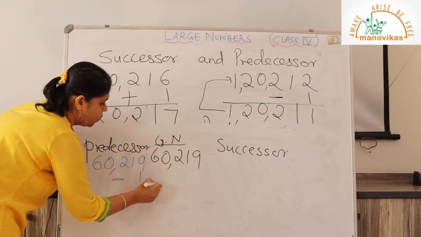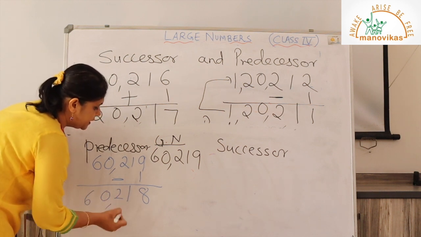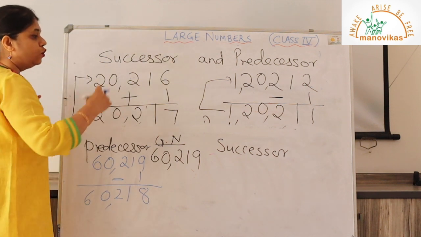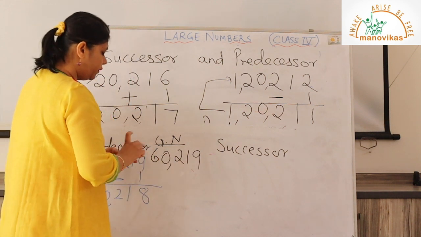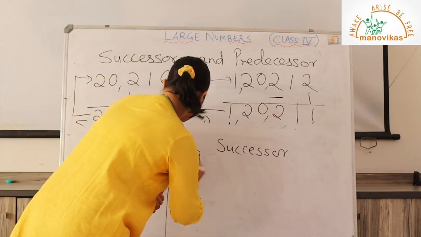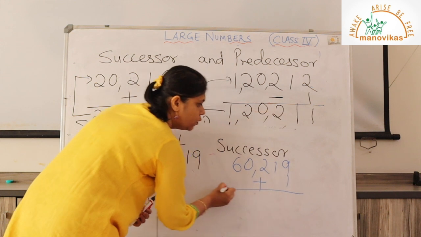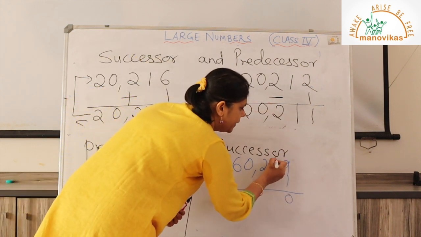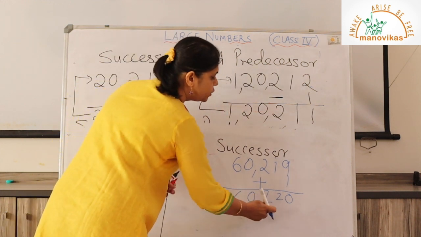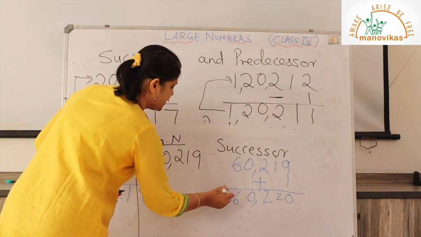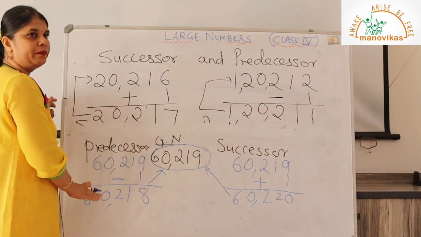219 minus 1. What will be? So you get 60,218. And to get the successor, that means you want the number just after this number, right? So what will you do? Same number you take and add 1 since you want the next number. 9 plus 1, 10. So what will happen? You will get 60,220. This is the successor and this is the predecessor of this given number. Clear?